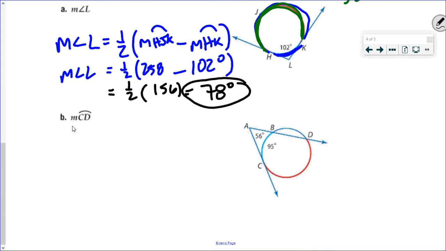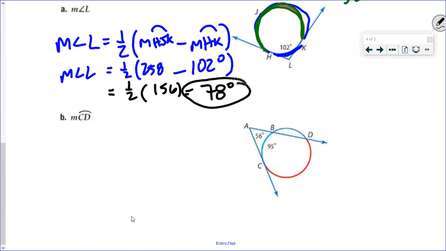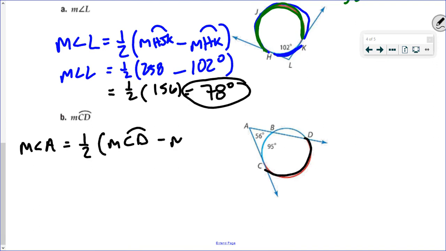All right, now we're going to use the same theorems here. We've got a secant and a tangent, so similar to this case. We've got the angle measure. We want to find arc CD in this case. So we use that again. In this case, the measure of angle A equals 1/2 the difference of the intercepted arcs. So arc CD is intercepted, minus the other intercepted arc BC.